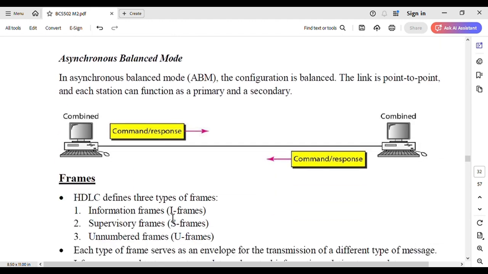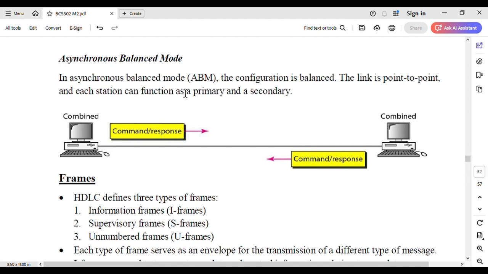Because of the unidirectional transfer and the differentiation of primary station and secondary station, there are some drawbacks. To overcome that, we discuss the concept of asynchronous balanced mode.